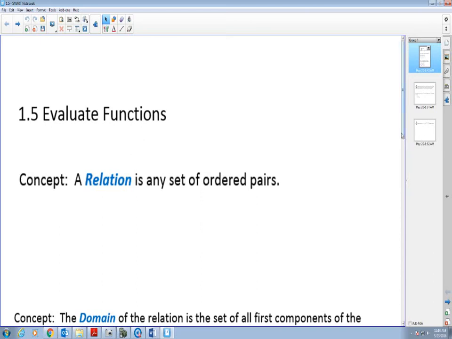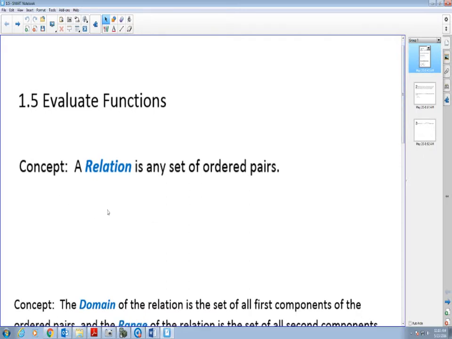Welcome to Calculus 1. Today we're going to review how to evaluate functions. But before we do an example on how to evaluate functions, let me define what a function is. Now before I can define what a function is, let's take a look at this particular word called a relation. A relation simply means any set of ordered pairs.